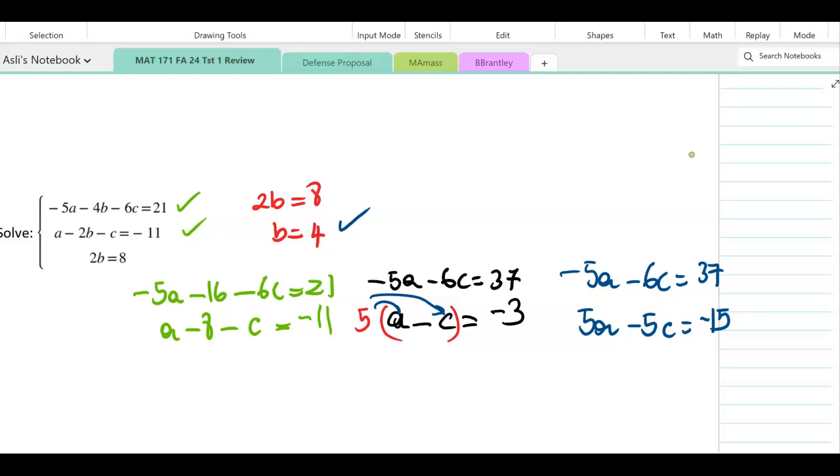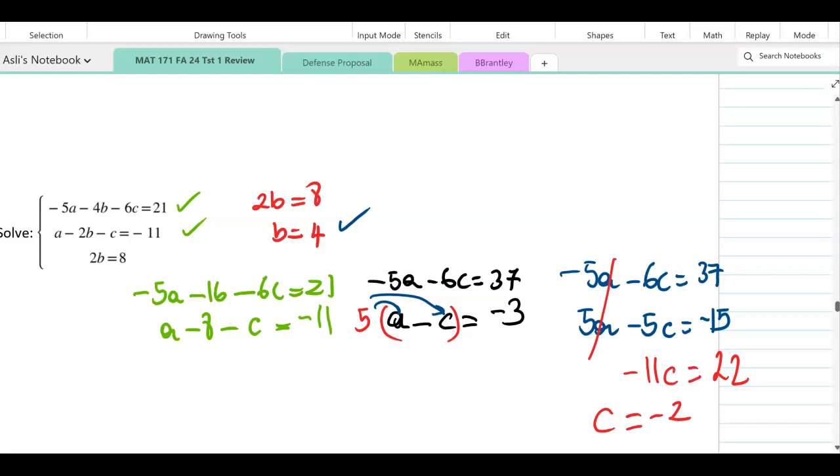So when we plug in 4 for b, -2 times 4 is -8. That goes to the other side as +8, and that will make it -3. And then we still need to multiply with 5. 5a minus 5c is equal to -15. Then at that part, -11c will be equal to 22, and c will become -2.